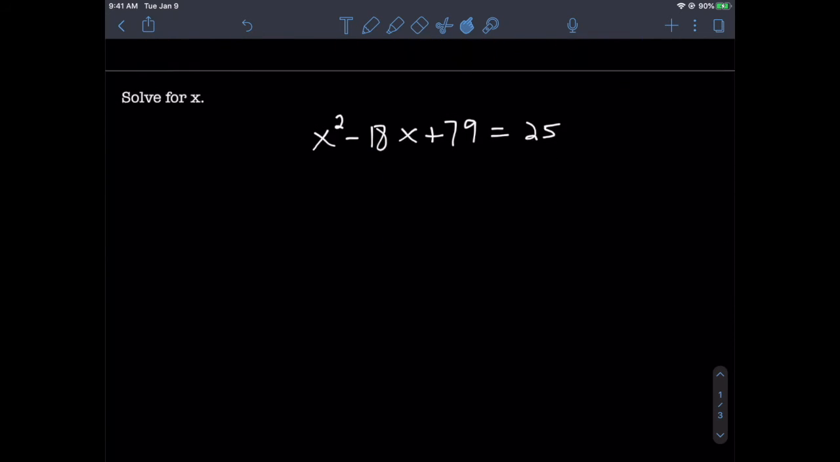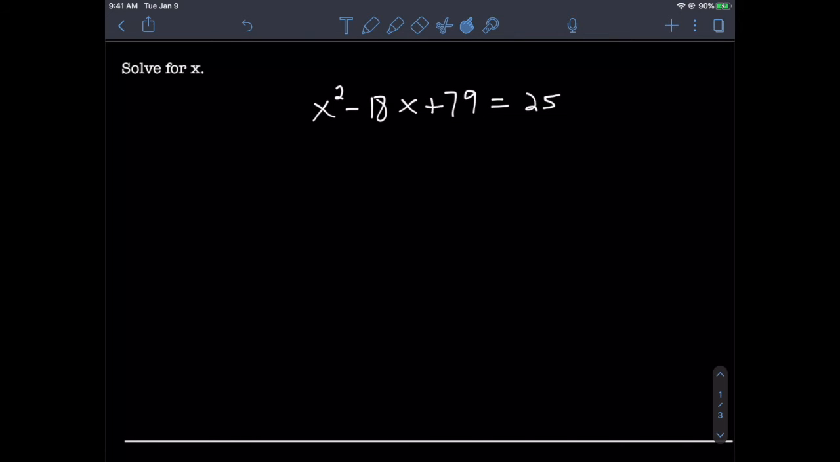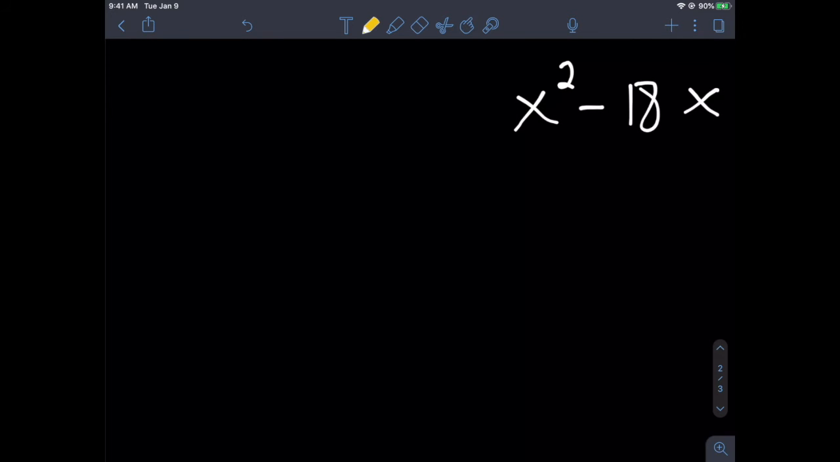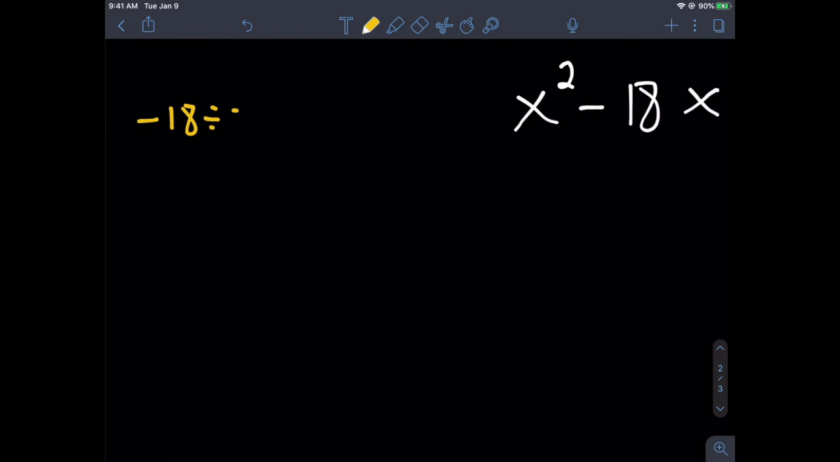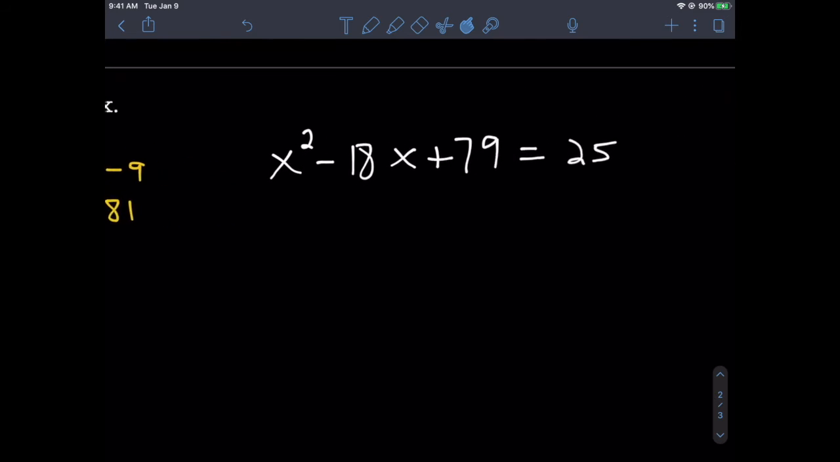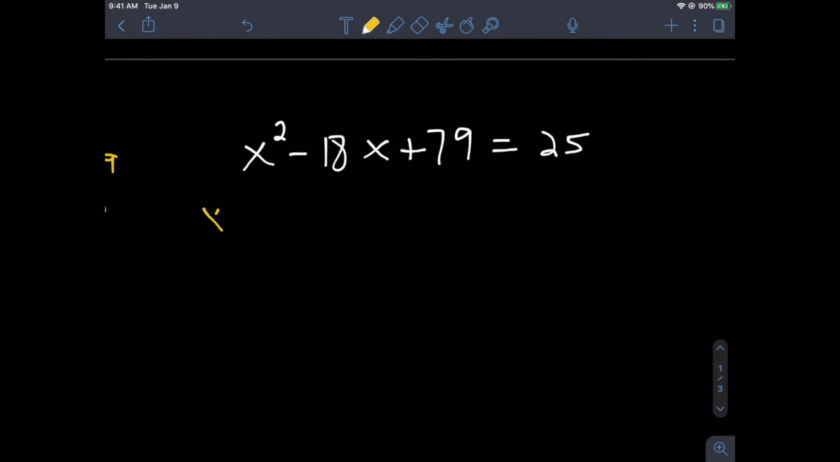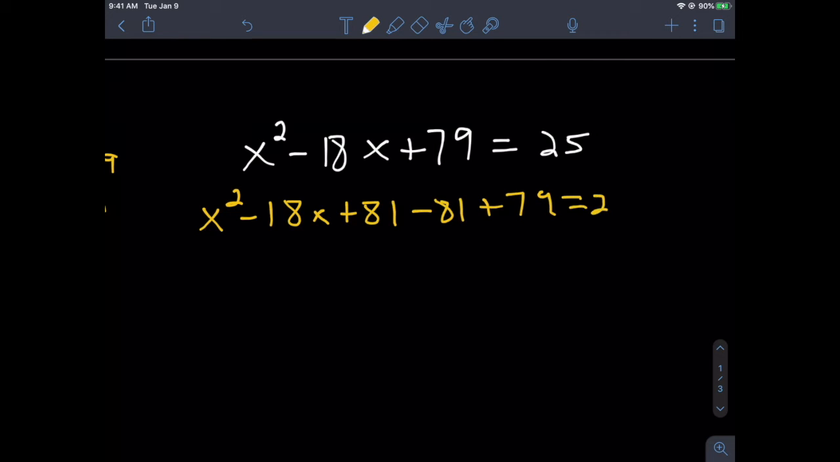Let's move on here. Our next example asks us to solve for x when x squared minus 18x plus 79 equals 25. Our linear coefficient here is negative 18, so we'll divide that by 2 and square it. Negative 18 divided by 2 is equal to negative 9. And then when we square negative 9, that's going to give us 81. Now we have to add and subtract that immediately after the negative 18x. This is going to give us x squared minus 18x plus 81 minus 81 plus 79 all equals 25.